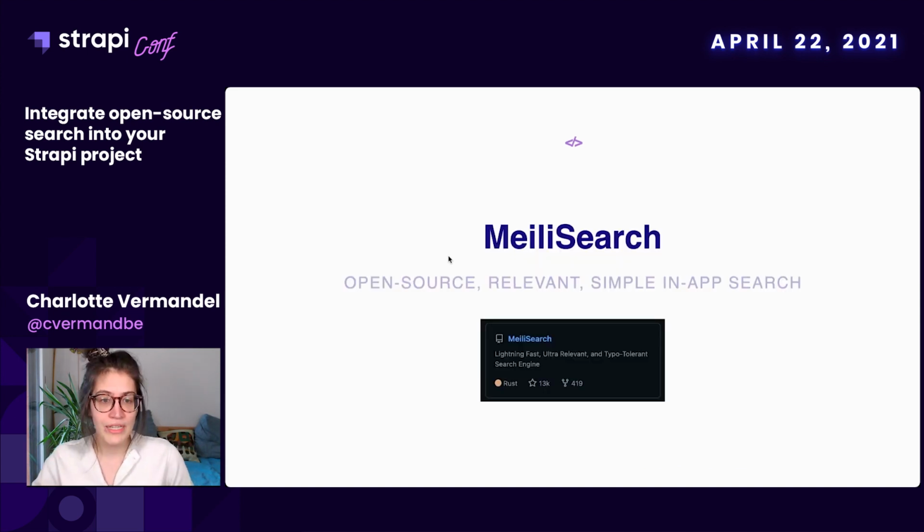MeiliSearch. We started 2 years ago, creating the search engine in Rust to ensure the most optimized and fast way to look through small and bigger datasets. And today we are at 13,000 stars on GitHub. Do not hesitate to add yours, of course. And we are still growing. I will now show you a demonstration on a use case of MeiliSearch.